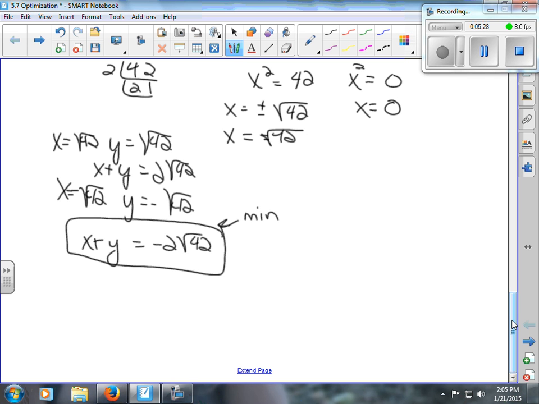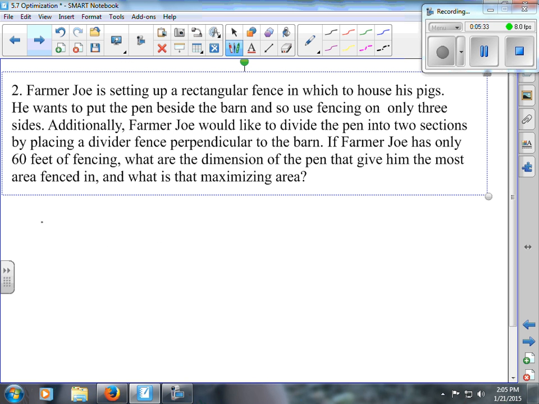Okay, so this is kind of a silly math type question. And my next example here, I have sort of a real world application. I have a farmer who wants to put up a rectangular fence. He's putting this fence beside a barn. So here's my barn.